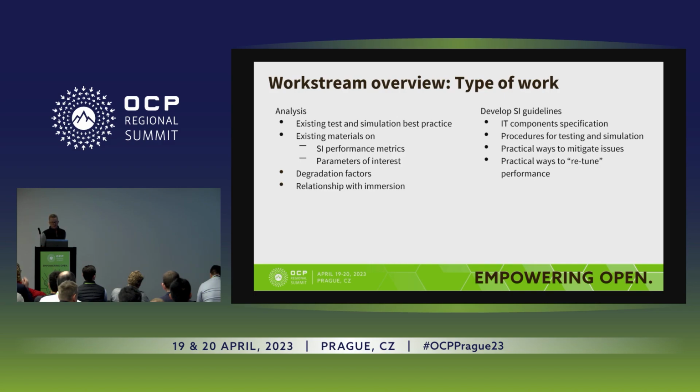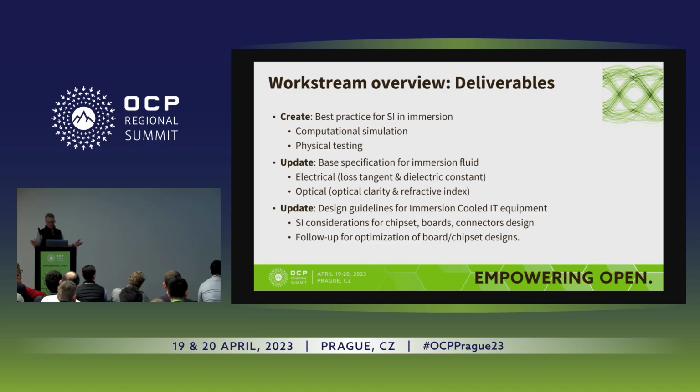And we understand the relationship with immersion fluid materials, but we need to look at the degradation factors because, of course, like a lot of properties, they change over time and over use. Guidelines are going to be developed, and one of those areas is particularly around the mitigation options that we have and practical ways to retune those frequencies and those timings. This, of course, is going to result in deliverables. Some of these are going to be updates to and further additions to specifications for fluid properties, but there'll be particular outputs from this work stream which will build on the work that's been done by the community.